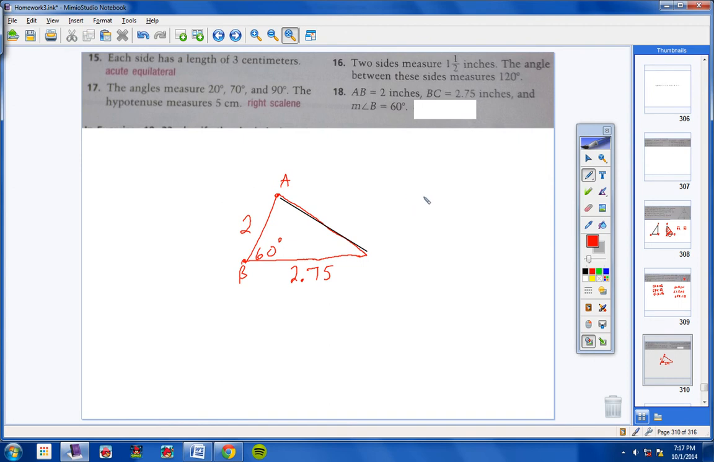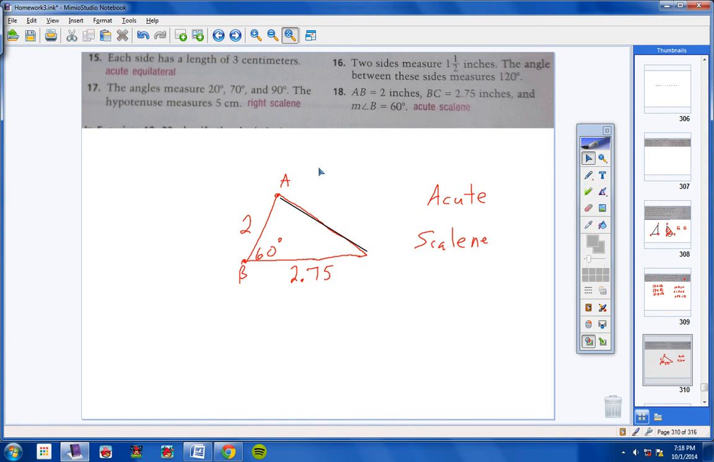And so what we have here is an acute scalene triangle. The angles are going to be smaller than 90. Okay? Acute scalene triangle, I believe. I hope that's right. Yes, we're good.